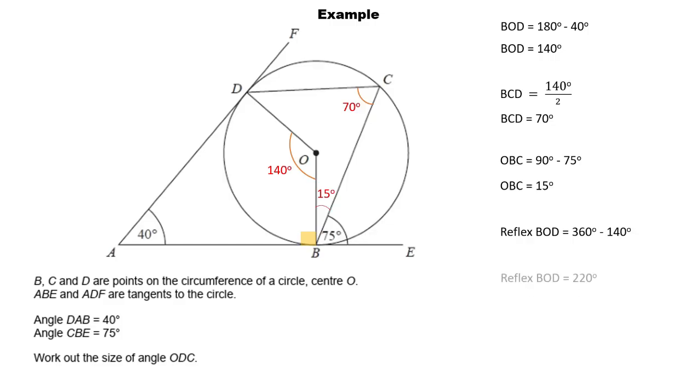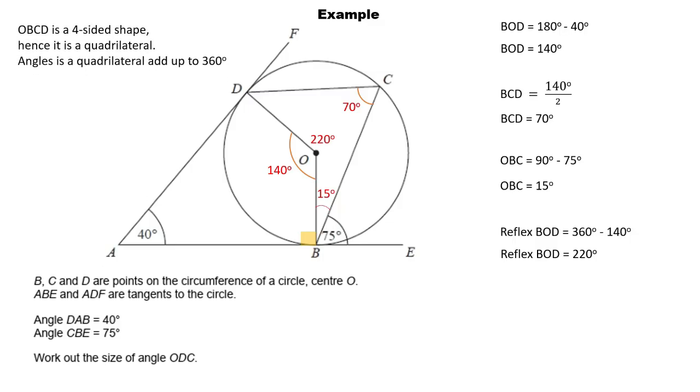So reflex angle BOD equals 220 degrees. Now finally, we can calculate our angle ODC. We can see that the shape OBCD is a four-sided shape, hence it is a quadrilateral. We know that angles in a quadrilateral add up to 360 degrees. So angle ODC equals 360 degrees minus the combination of 15, 220, and 70. If we do this calculation, we get our angle ODC as 55 degrees.